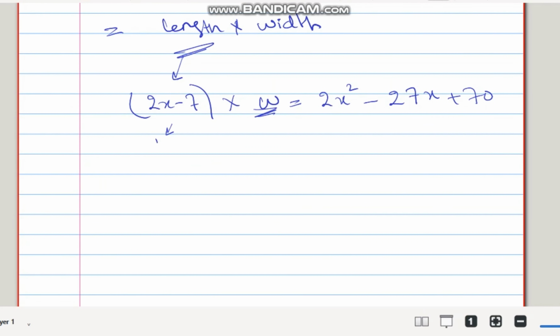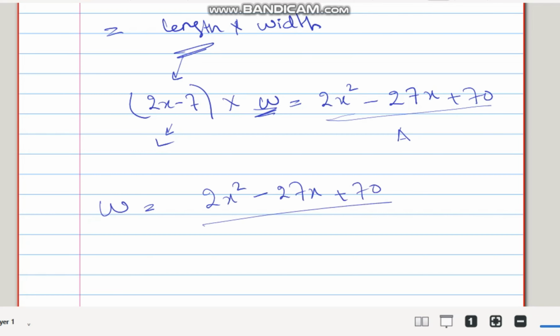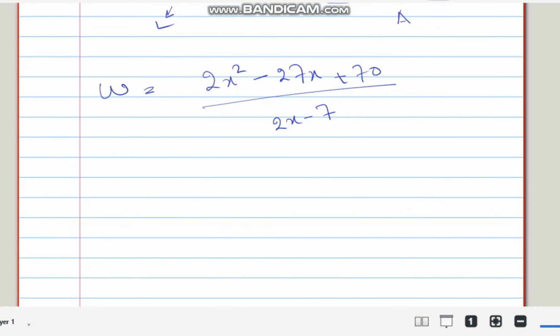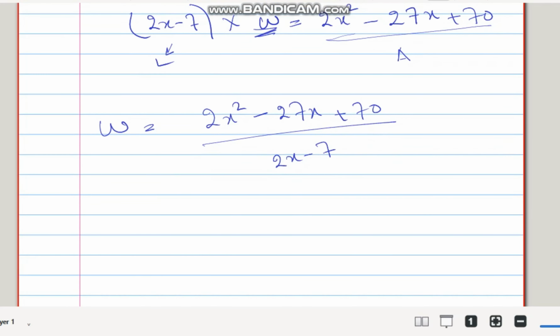Basically it is L, it is A. All the stuff is basically A. Let me write down the A here. Now I am just dividing A by L: 2x square minus 27x plus 70, divided by 2x minus 7. Okay, so we want to find the W. Now how can we do this?